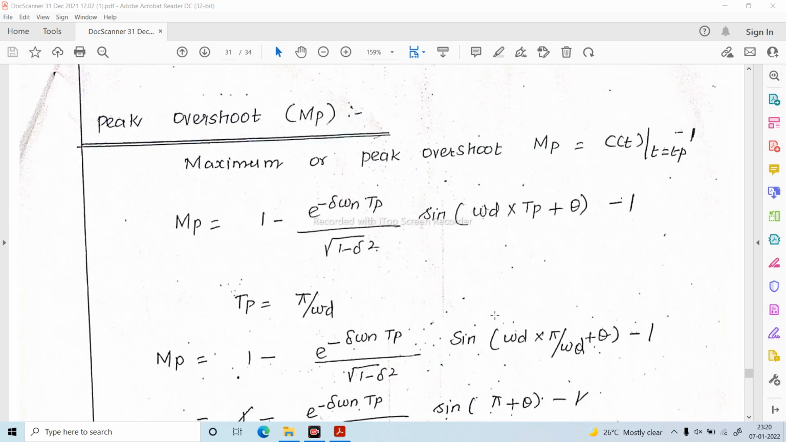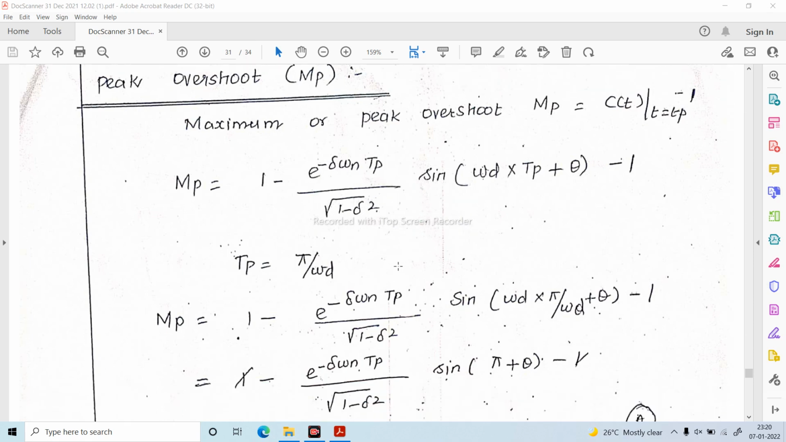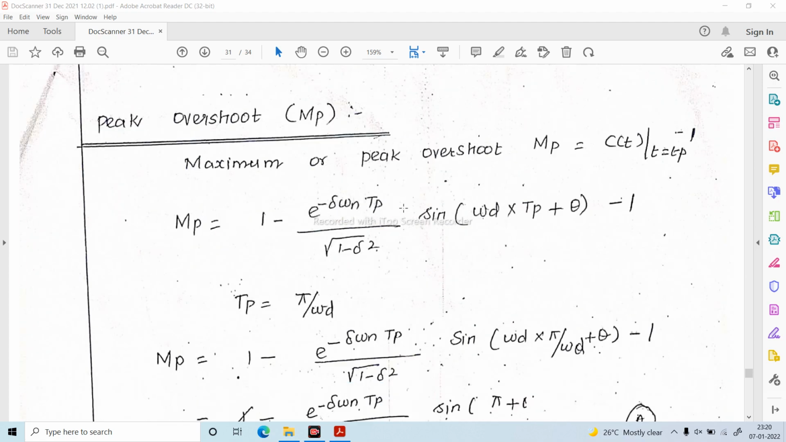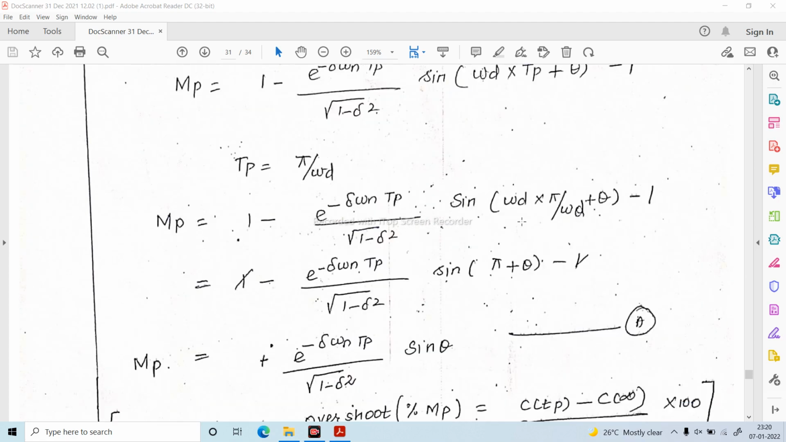And next, derivation of maximum overshoot. The maximum or peak overshoot Mp is c of tp minus 1. Mp equals the same equation, once again you have to write: 1 minus e power minus delta omega n tp divided by square root of 1 minus delta square into sine omega d tp plus theta, minus 1. At t equal to tp we will get the maximum overshoot. Already we got the answer, that is pi by omega d.